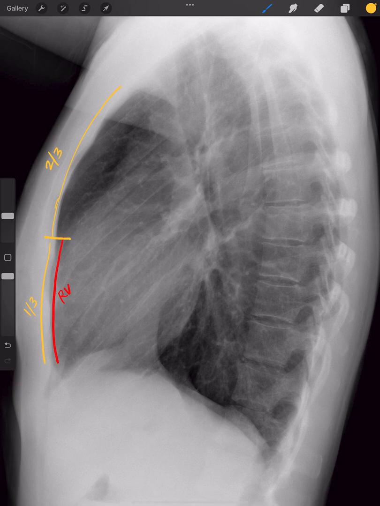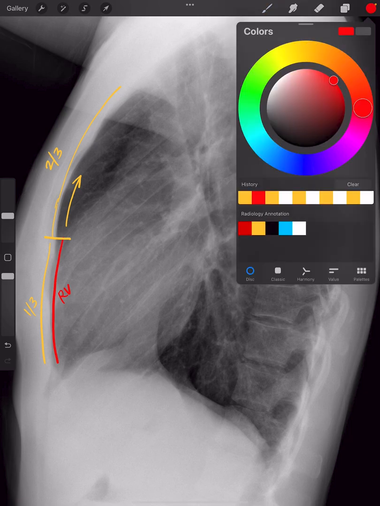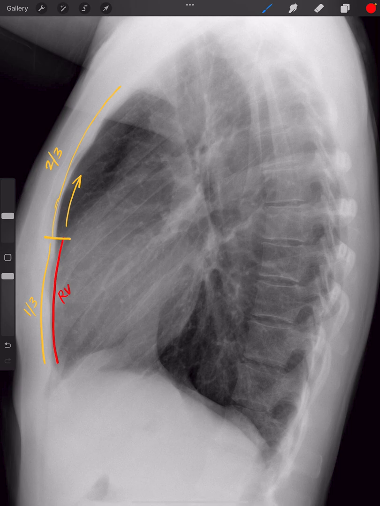And that's normal. When the right ventricle starts to encroach upon the retrosternal clear space and go this way, that's a sign of right ventricular hypertrophy. Okay, so that's the right ventricle. And then we have the left ventricle back here. Okay, this is the posterior border of the left ventricle.